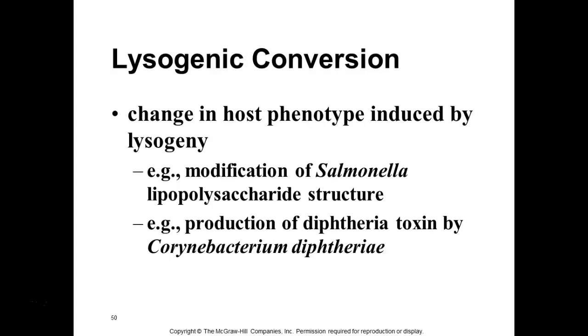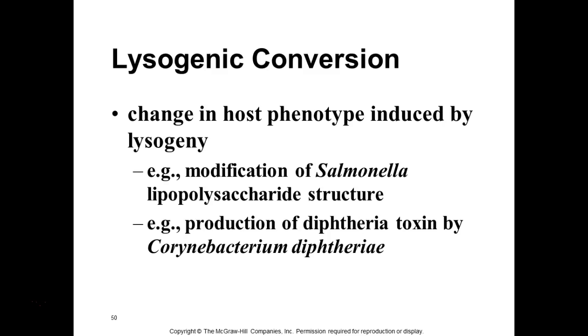So there's some interesting bacteria out there that are infected by viruses and actually are pretty mean bacteria because of the viral infection. Salmonella, some of them you can tell if they have a particular viral infection because their lipopolysaccharide structure changes, because that virus, again, is producing stuff that changes their outer membrane.